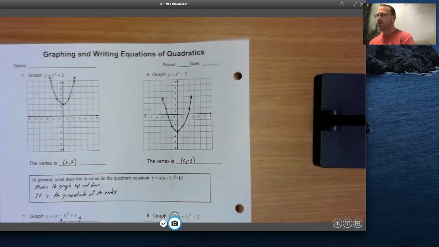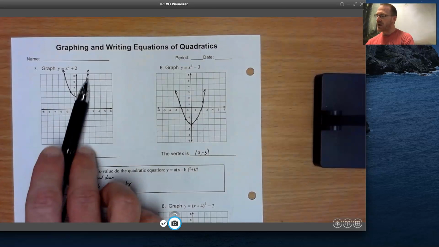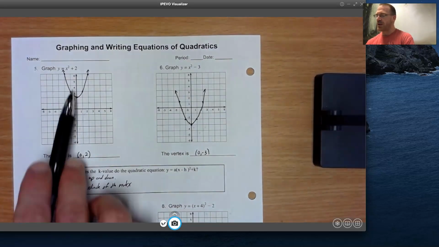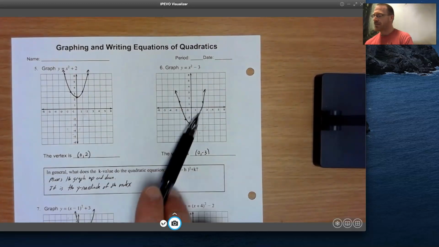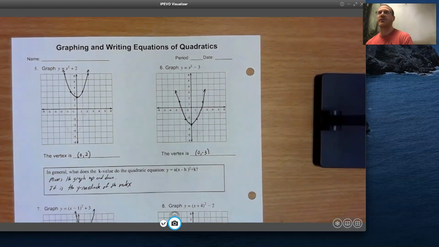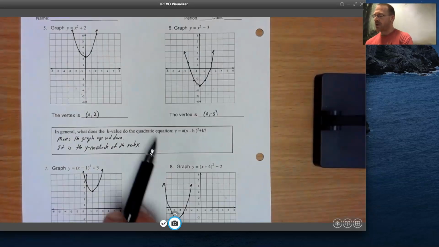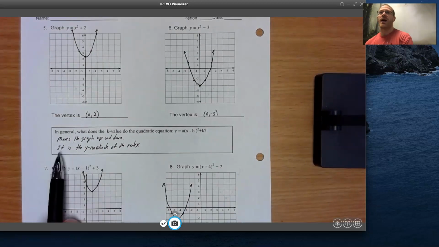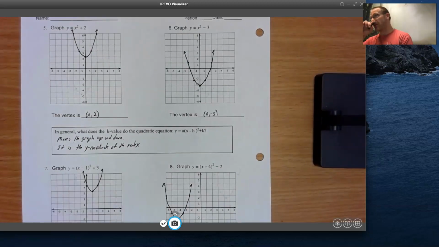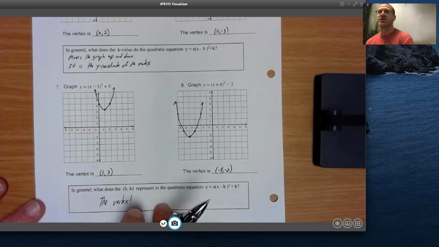All right, so let's flip over and look at problems 5, 6, 7, and 8 real quick. When I graph number 5, we get a vertex of 0, 2. And once again, we see that in our equation up here. When I graph number 6, I get a vertex of 0, negative 3. And once again, we see that up here in our equation. So once again, what does that k value do? It moves that graph up and down. And that's the y-coordinate of the vertex. We've seen that before, right? And then 7 and 8 just gives you h and k together.